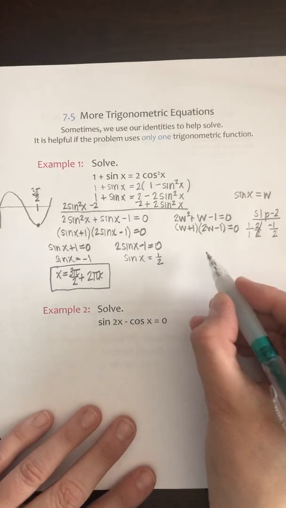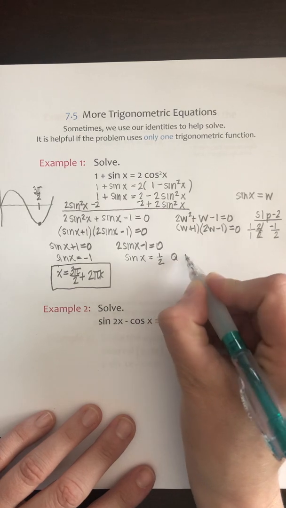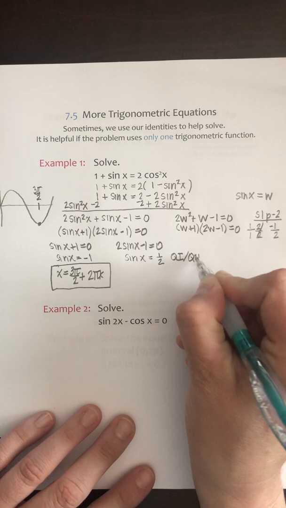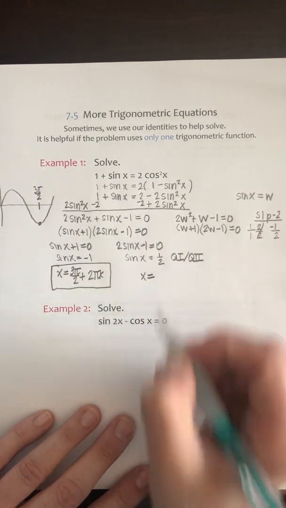So first, let me just figure out, well, what quadrants would that be possible in? It's going to be possible to have a positive 1/2 in quadrant 1 and in quadrant 2 because sine is also positive there. So this is where I need to go back and think of my unit circle.